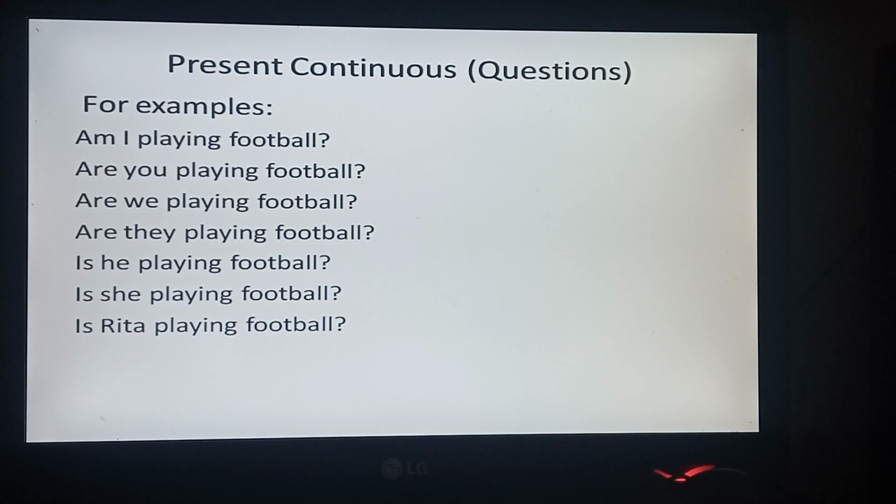So here are some examples of questions in present continuous tense. Am I playing football? With the question mark, we are asking questions, so at the end you put the question mark. Are you playing football? Are we playing football? Are they playing football? Is he playing football? Is she playing football? Is Rita playing football?